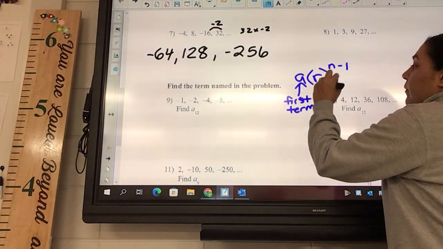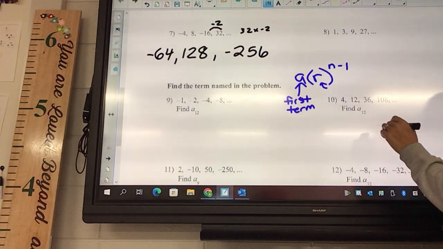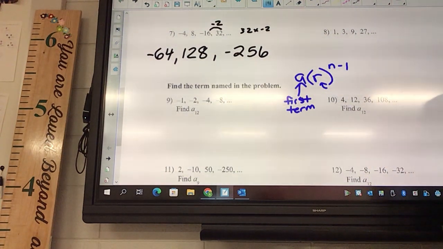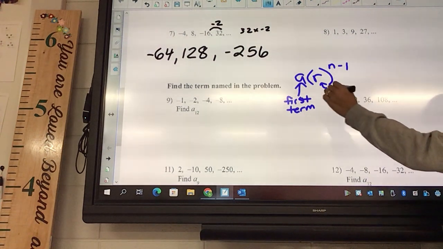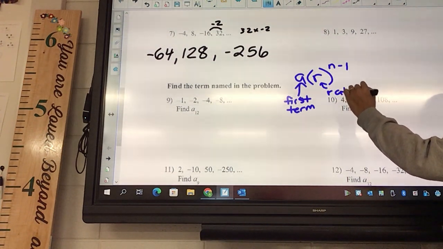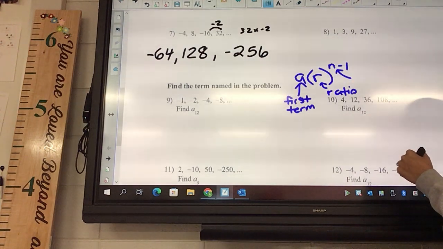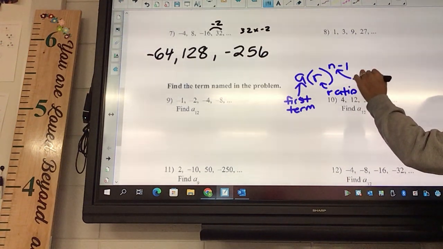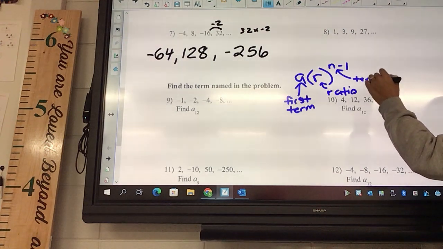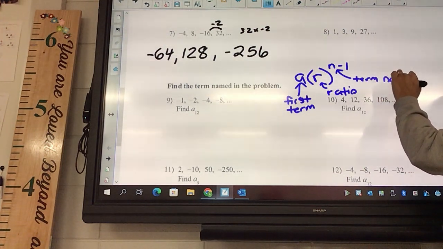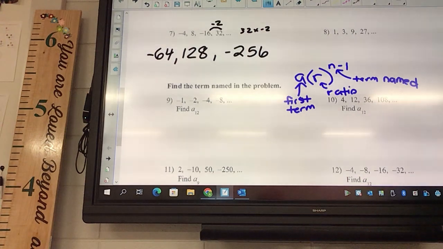What is our r? In general, it stands for the ratio. And then the n is the term you're trying to find. If you want to write extra long, you're more than welcome to. Okay, so that's the formula. And we talked about calculator differences. Depending on the calculator that you have, you need to do the 12 minus 1 in your head.